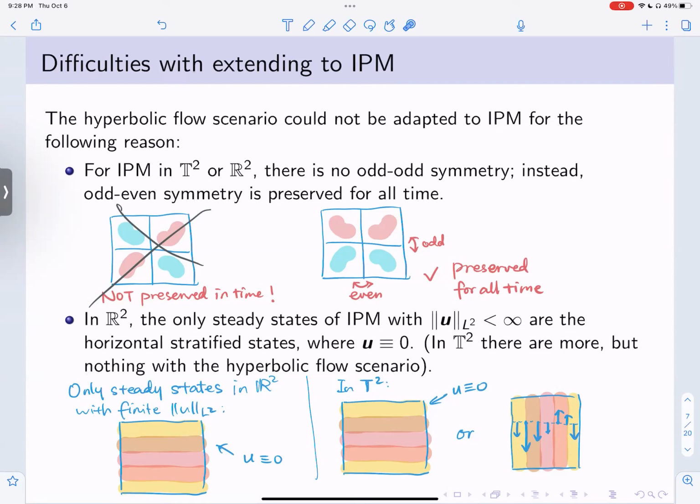If we are in the torus, there can be more. However, there's nothing with the hyperbolic flow scenario. Other than this boring horizontal one with zero velocity, there are vertical stratified steady states with a non-zero velocity. However, if one follows the particle trajectory, none of them will be approaching each other. So that is the more essential difficulty.